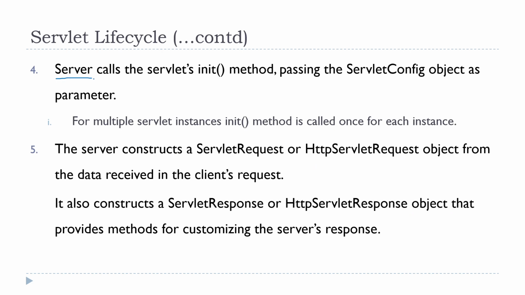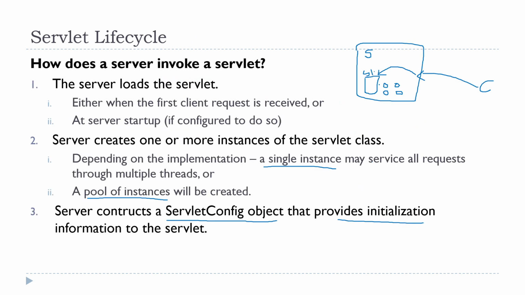Now the server will call the servlet's init method, and it will pass the configuration object as an argument to this init method. This init method has one argument of type servlet config. If we have multiple servlet instances, then the init method will be called once for each instance. Here we have 4 instances, so the init method will be called 4 times, once for each of these objects.